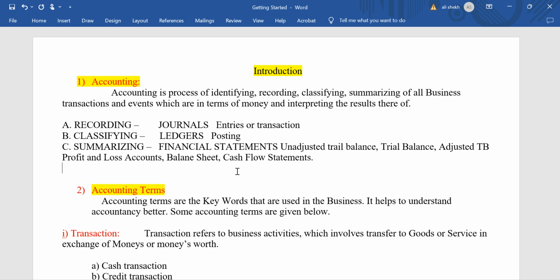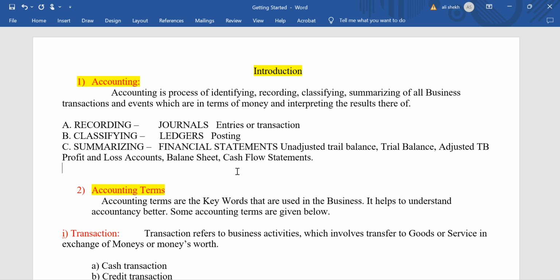So basically, accounting can be divided into three parts: recording the transactions, like journal entries; classifying the transactions, like ledger posting; and summarizing the financial reports, like trial balance, profit and loss account, and balance sheet.